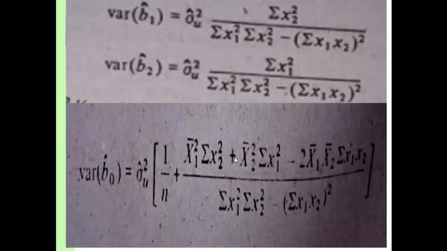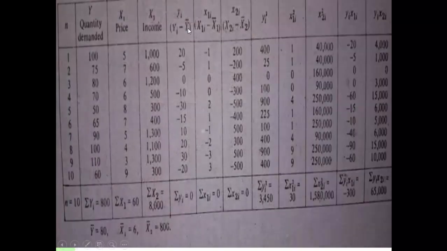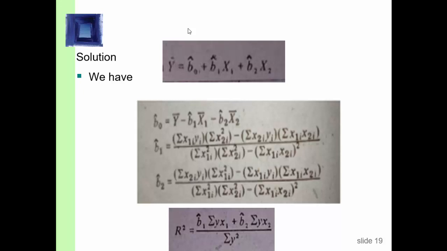Similarly, for the variance of B1 hat, we have sigma square u into summation x2 square divided by summation x1 square, x2 square minus summation x1 x2 whole square. Similarly, variance of beta 2 hat can be estimated with this formula, and variance of B0 hat is estimated with this formula. We see here that we have a new term sigma square u, and we will calculate this term as well.